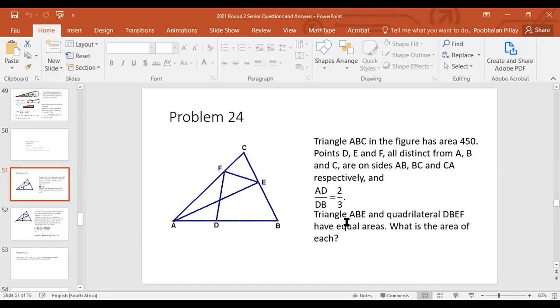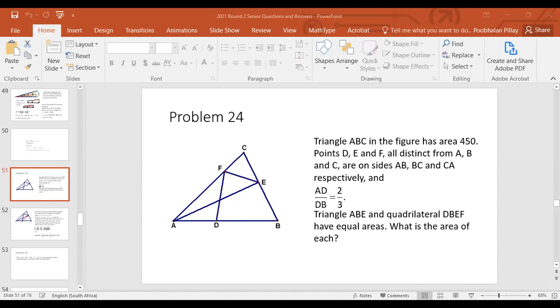They also say that the triangle ABE is equal in area to DBEF. So that's quite a complicated thing. This triangle here is equal in area to that one.